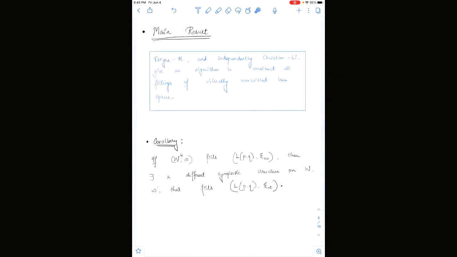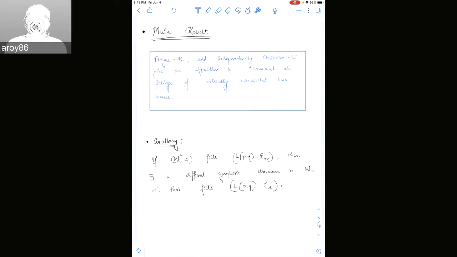The main result that we proved, jointly with John Etnyre, and which was proven independently by Austin Christian and Youlin Li as well, is that we give an algorithm to construct all symplectic fillings of virtually overtwisted lens spaces.